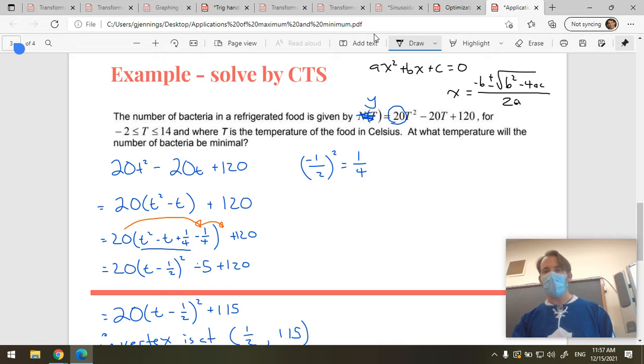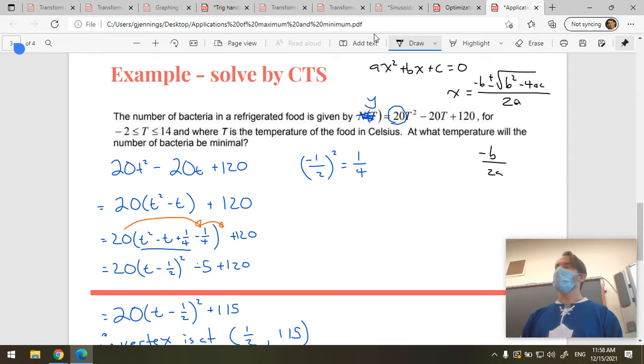This part here, negative b over 2a, tells you the axis of symmetry. That tells you the x value of your vertex. So you could use that to solve this question very quickly. And then once you have the x value of your vertex, sub it into the quadratic, and you'll find the y value. Then you can just write it as the vertex form.